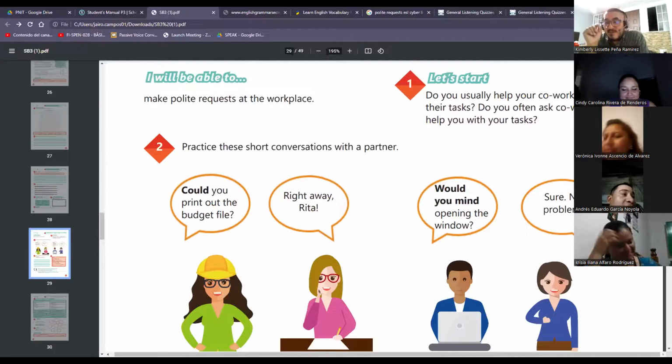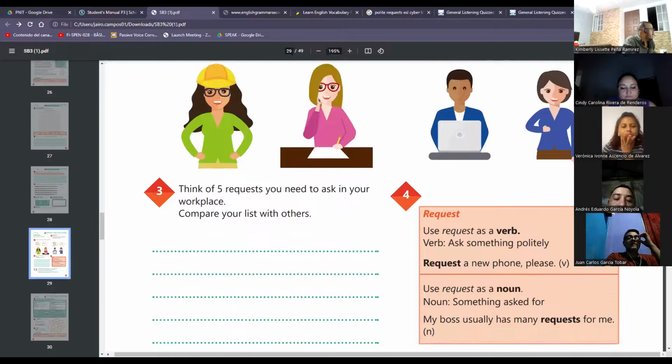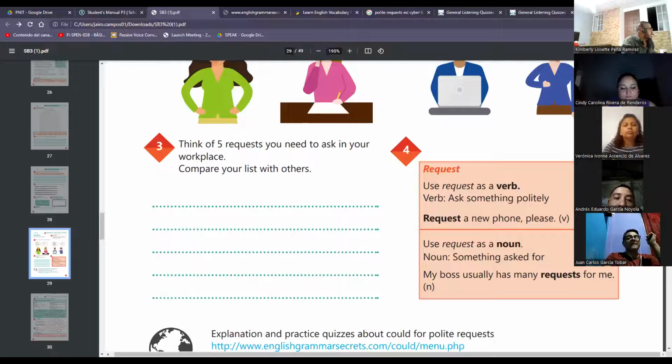So yeah, the difference is the verb. One with could is could you print? The verb is in the base form, and the would you mind is in the ing form. That's good. Good catch. Now, look at this one here. Number 4, it says request.